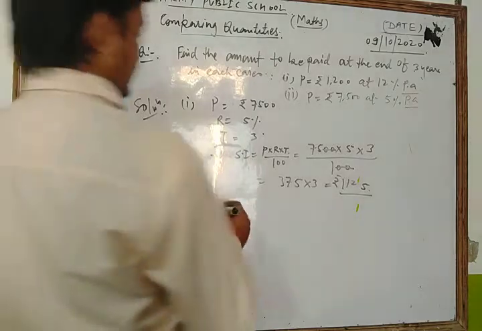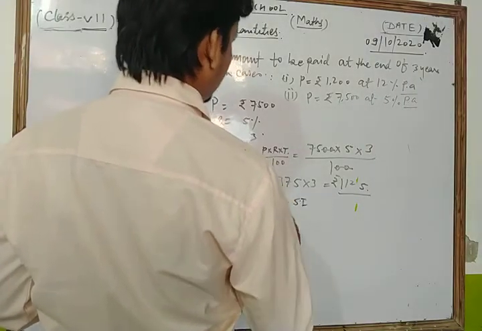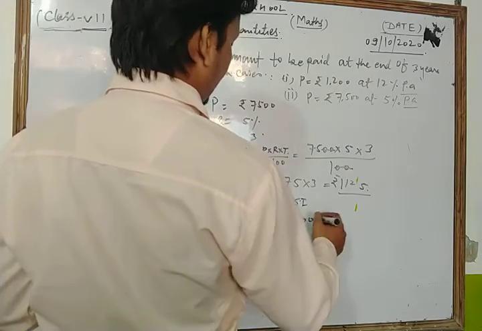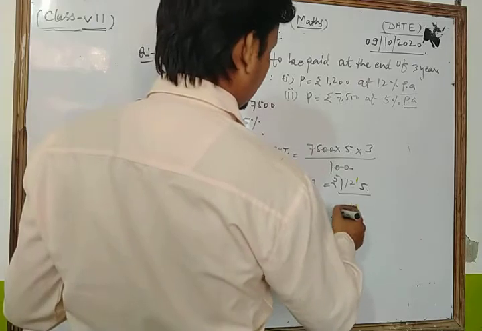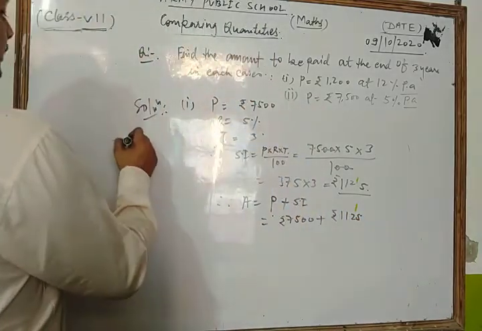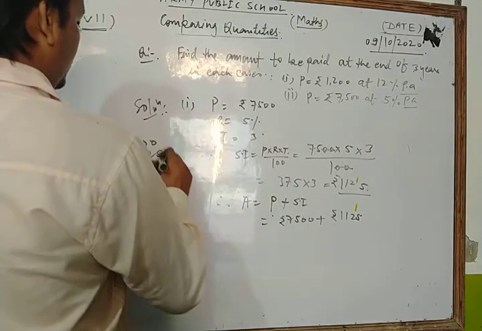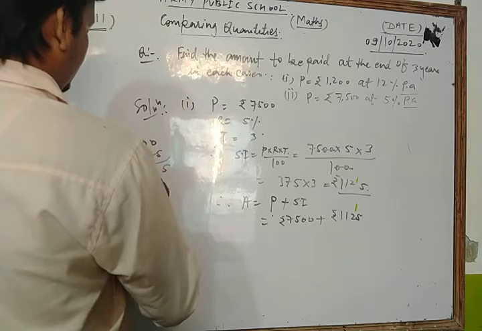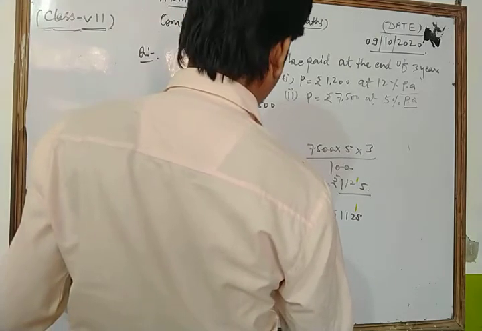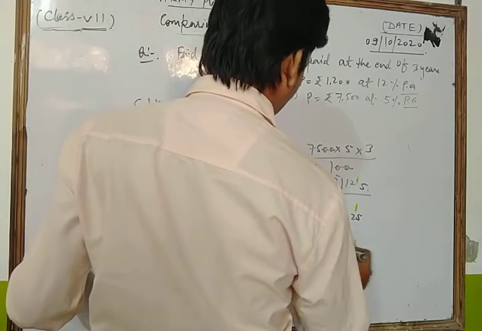Now, since the amount is principal plus simple interest, and the principal is 7,500, and here simple interest is rupees 1,125, now we add them. 7,500 and 1,125 gives 8,625 rupees. This is our required answer.